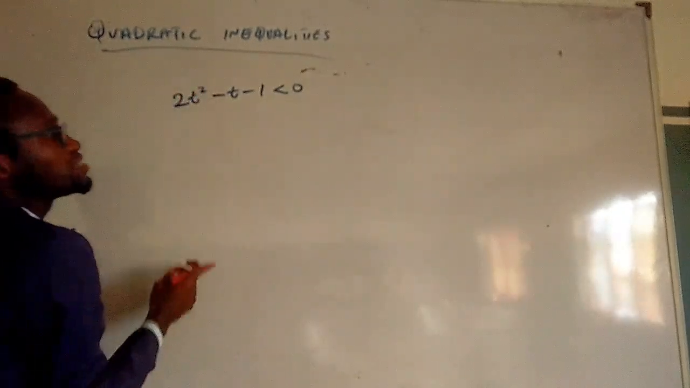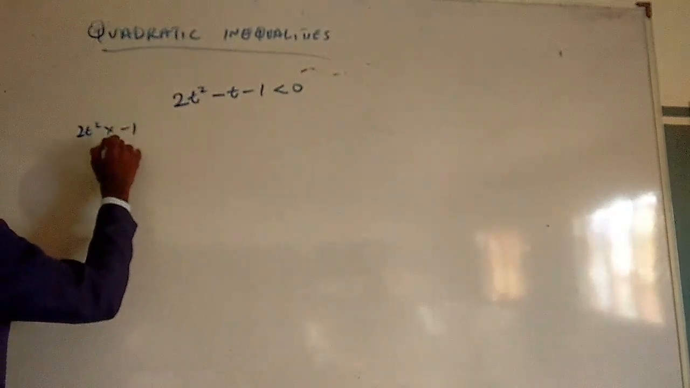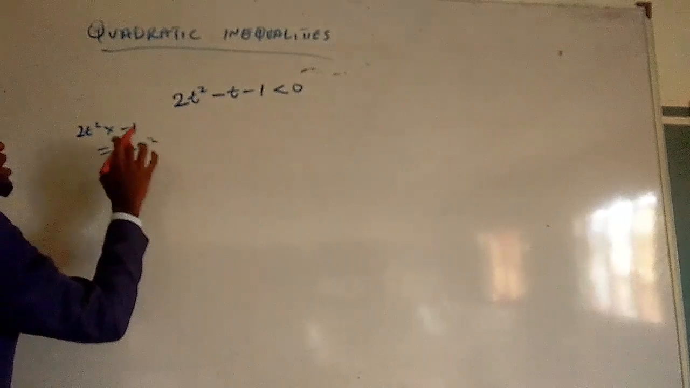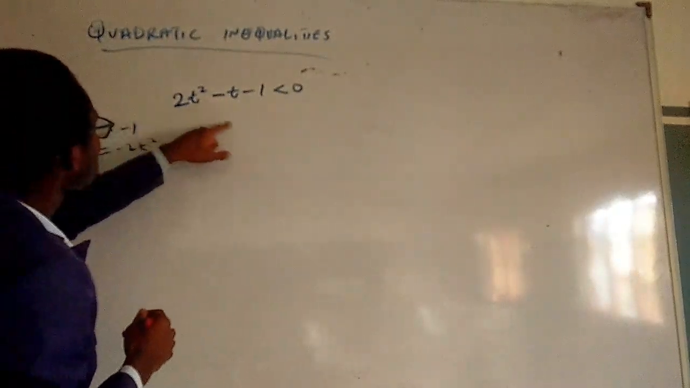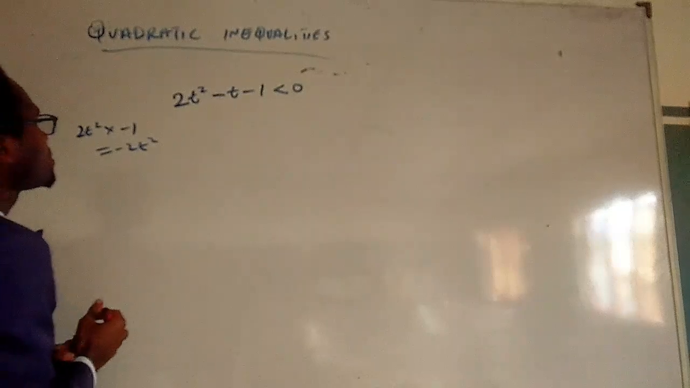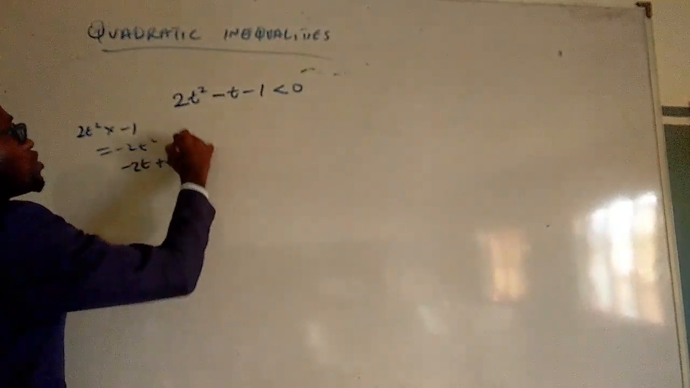Now let's go this way. So let's factorize this. Now this is 2t squared times minus 1, so that should give us minus 2t squared. Now what are the factors that will give us that, to get what? Minus t. So to get minus t is minus 2t plus what? t. So let's put it here.